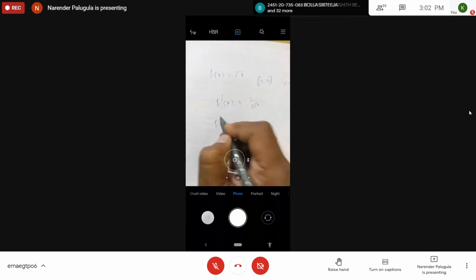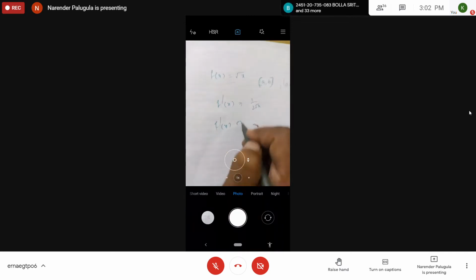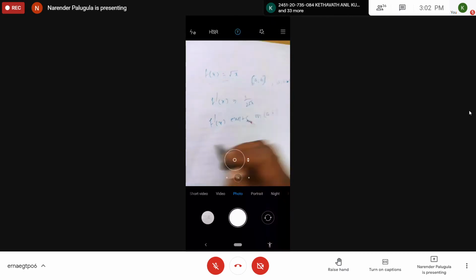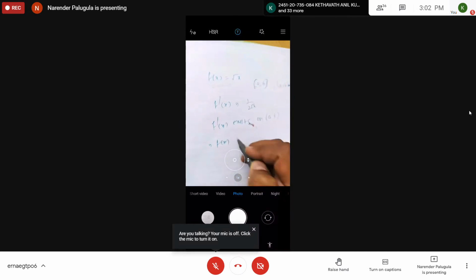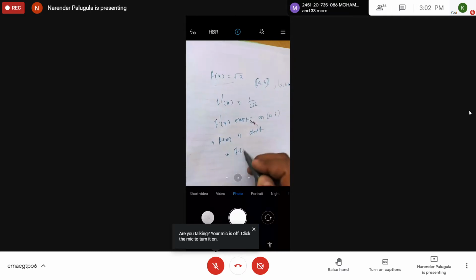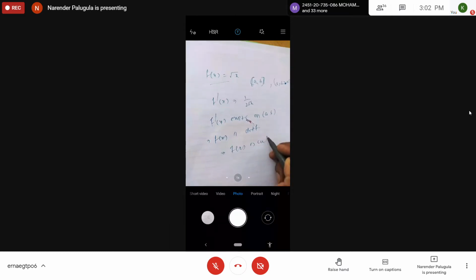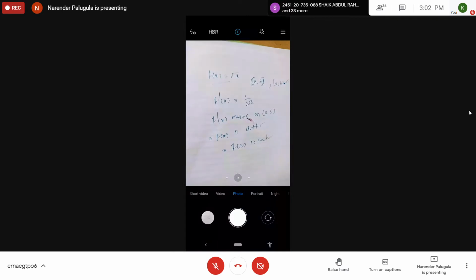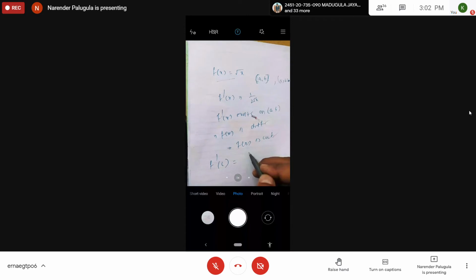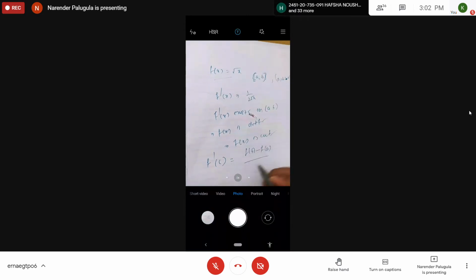Hence we can write f dash x exists or is finite on (a, b), which implies f of x is differentiable. If the function is differentiable, obviously it is continuous. So f of x is continuous. Differentiability and continuity are satisfied. Now let us go to the conclusion. What is the conclusion of Lagrange's theorem? f dash c is equal to f of b minus f of a by b minus a.